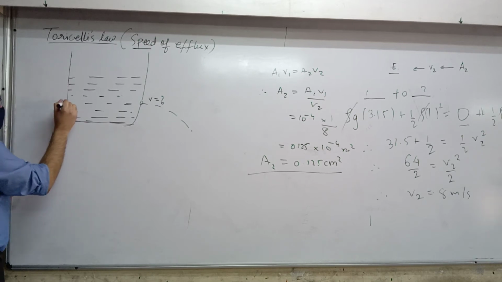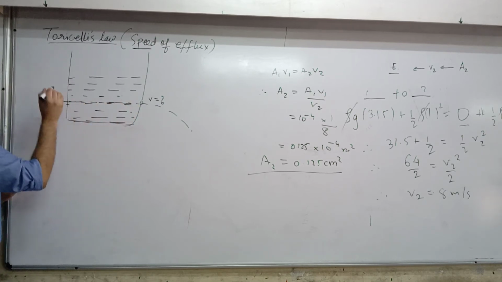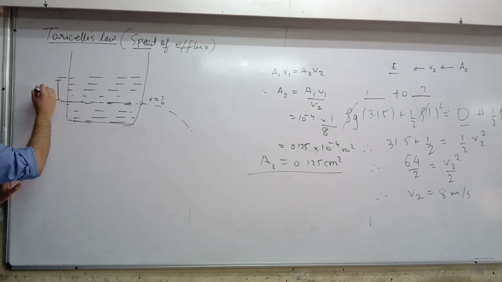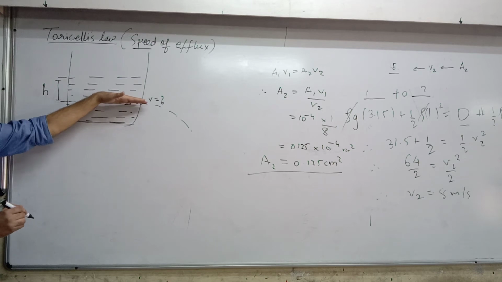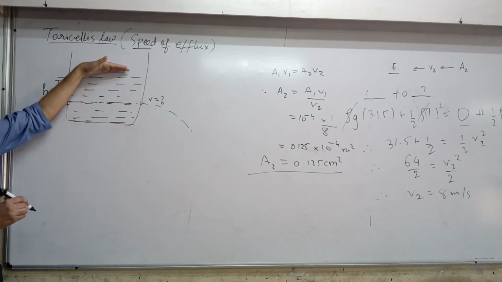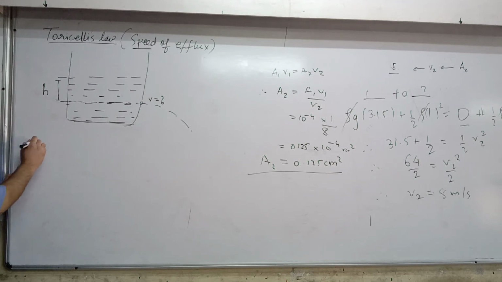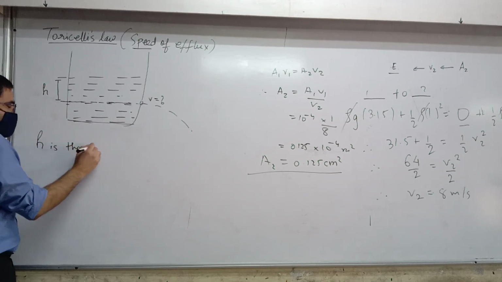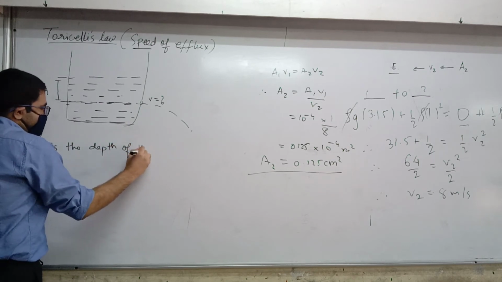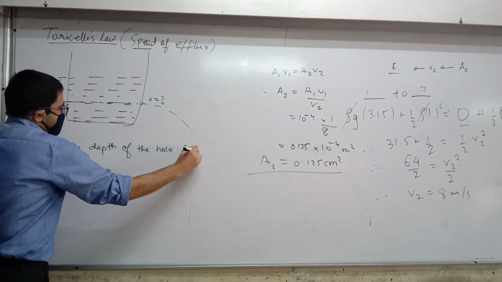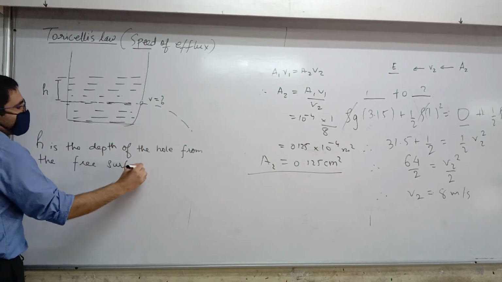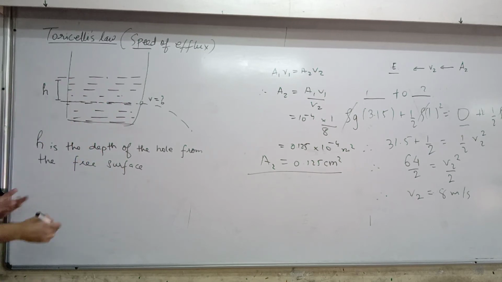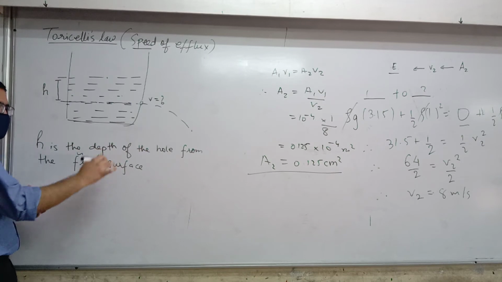Given that this hole is here at this level and the fluid is filled up to a height h above the hole. You understood what h is? Not from the bottom, but from where the hole is, from the hole to the upper surface. Got it? So let's write the first thing. h is the depth of the hole from the free surface. Imagine a free surface, that is the upper surface. Okay? If you find it tough, you just write upper surface. Okay?